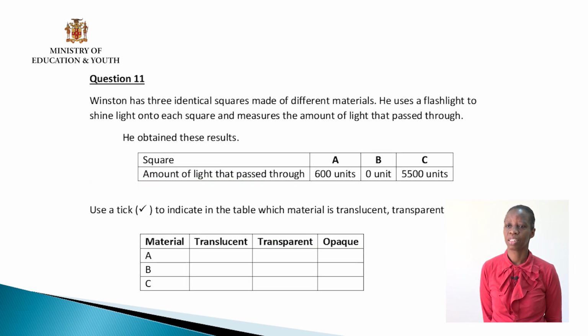All right, let's see another question. We're still in the unit on light. Winston has 3 identical squares made of different materials, and he's going to use a flashlight to shine onto each square and to measure the amount of light that passed through. And we're given some results. So look at that table with the results. And you can see that based on the different squares, we have different amounts of light passing through. So look carefully at the results in the table.